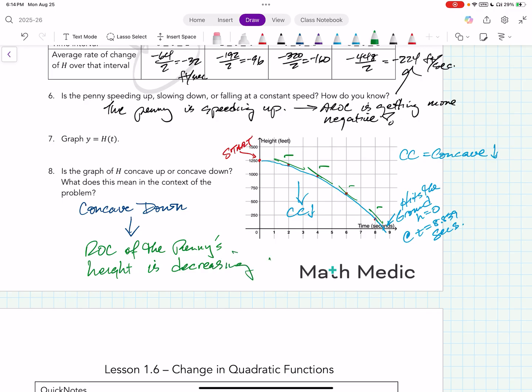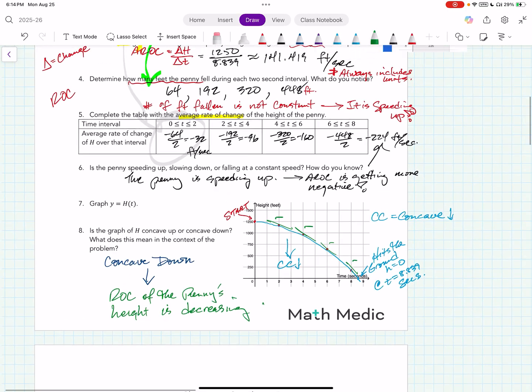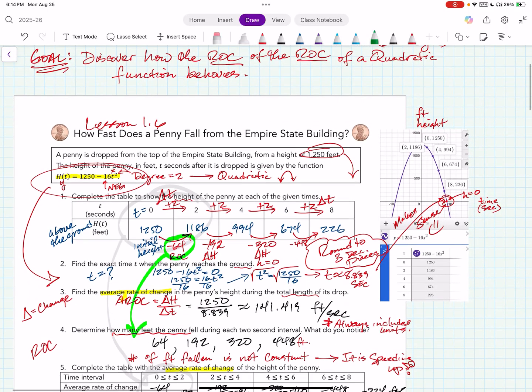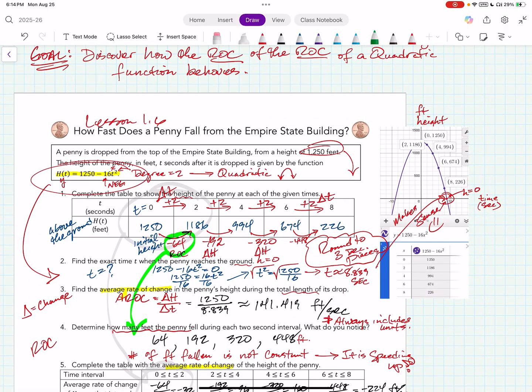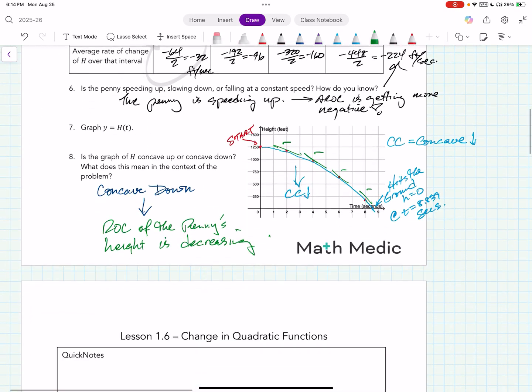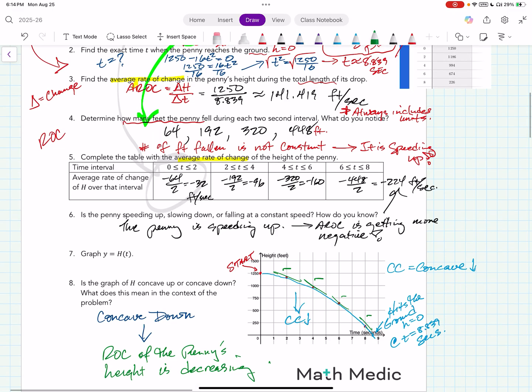Got to think concavity. And we knew it was going to be concave down because we have a parabola here in the very beginning. Look at this function here. It's got a negative lead coefficient, so I know it's concave down in the beginning, if you remember all your Algebra 1 skills. Okay, now let's see here. We answer all the questions.